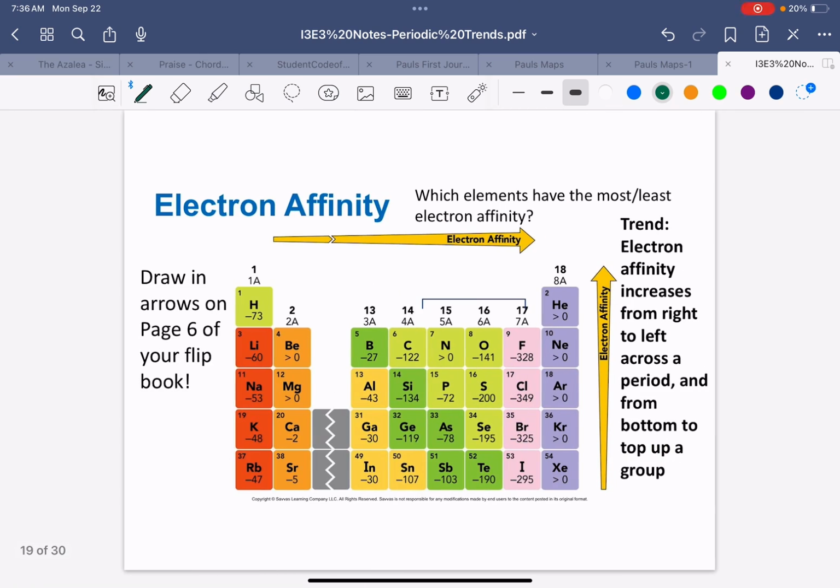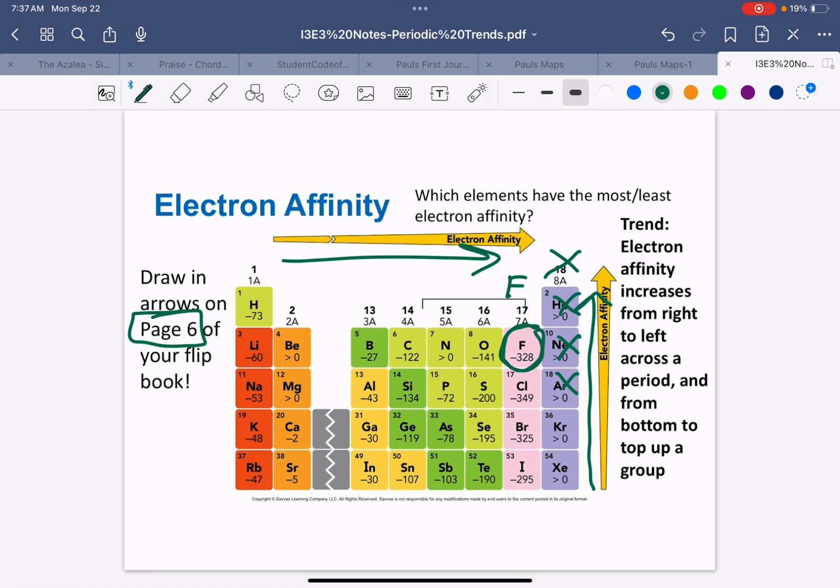So let's look at the periodic table. Let's go to page 6 in our periodic table, our flip book, and let's make note that the arrows go up and to the right. The highest value for electron affinity and electronegativity, even though it's negative, is fluorine. Make a note. We are not going to look at the noble gases. You'll notice all these values are 0. So I want you to scratch out that column, that family in the periodic table.